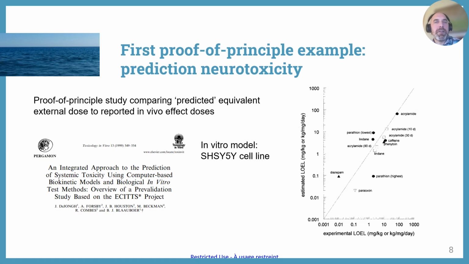The first published example on QIVIVE is from more than 25 years ago. Although in that paper the term QIVIVE was not yet used, in this study the authors assessed how in vitro effect concentrations relate to in vivo effect doses. The authors studied the effects of a series of chemicals in a neuroblastoma cell line. The lowest effect concentrations from these studies were translated with PBK models to external equivalent doses, and these were compared to lowest observed effect levels from animal studies, and this showed reasonable correlations.